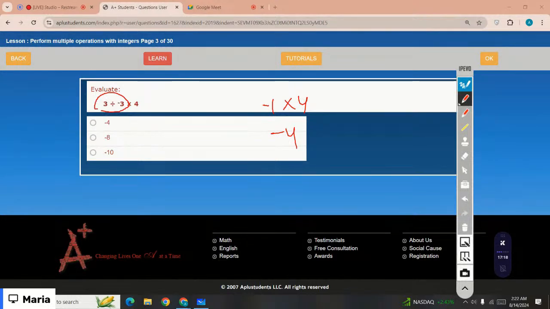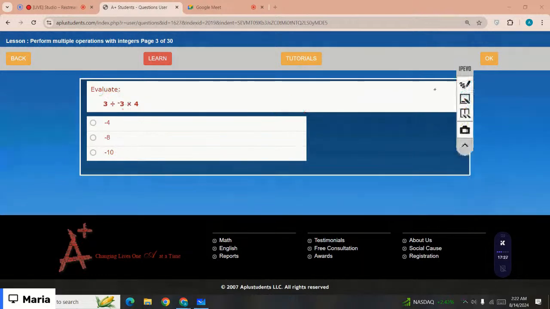And if you need help with a language, you can just refresh your play page and click on the other live session. So the correct option is negative 4. Option number 1 is the correct option.